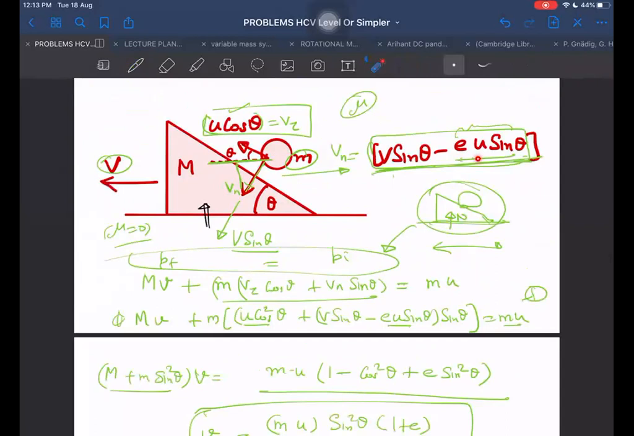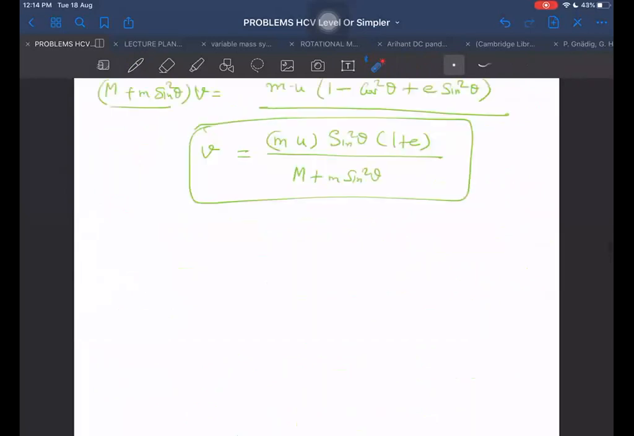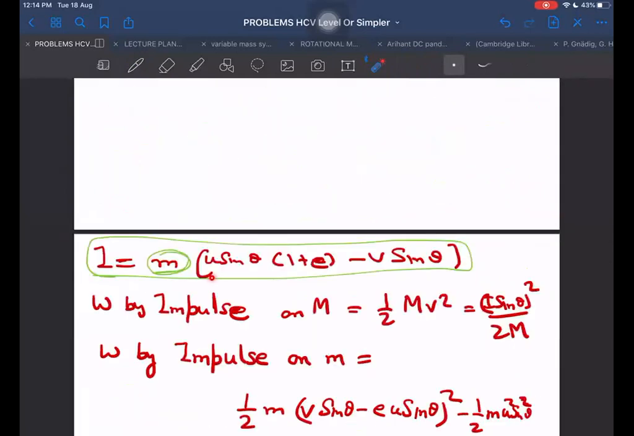And what was the initial velocity? Just u sin theta. Then what is the change in velocity along the normal? It is u sin theta into (1 plus e) minus v sin theta. I think I have written that only. That multiplied by mass will be the impulse.